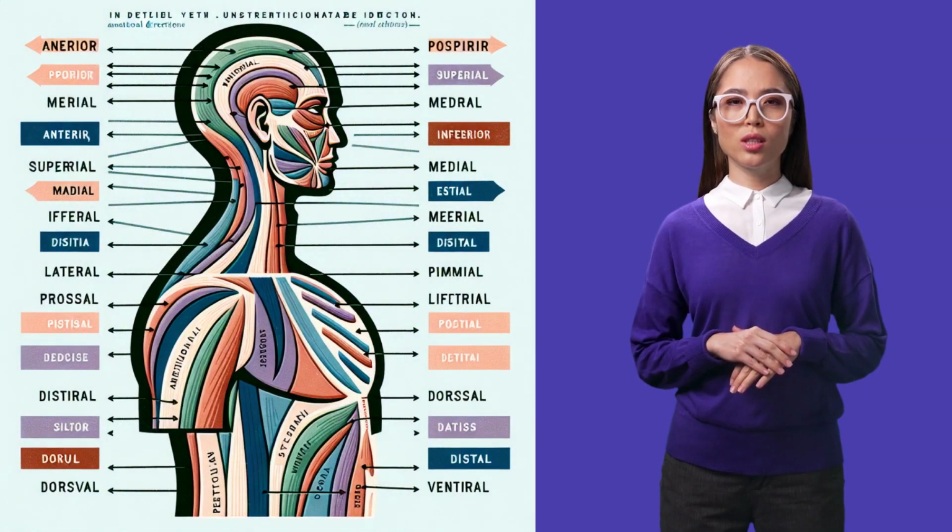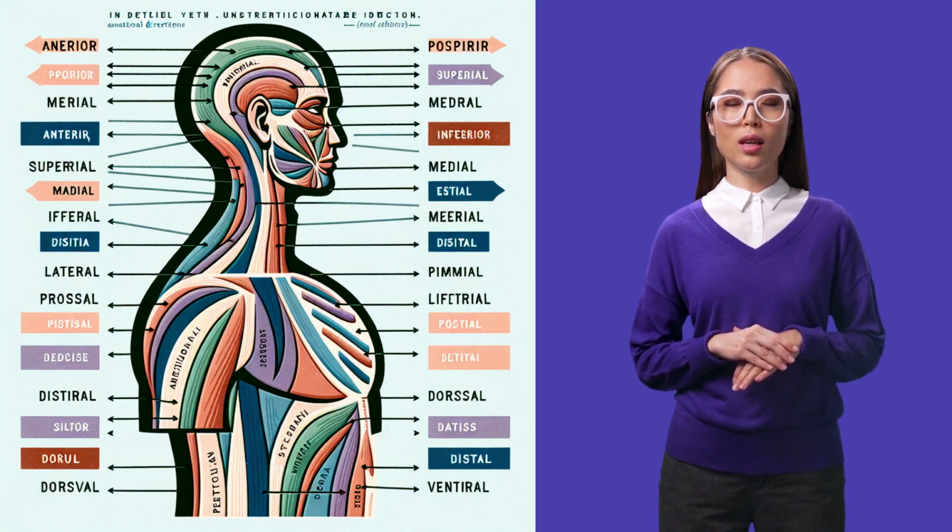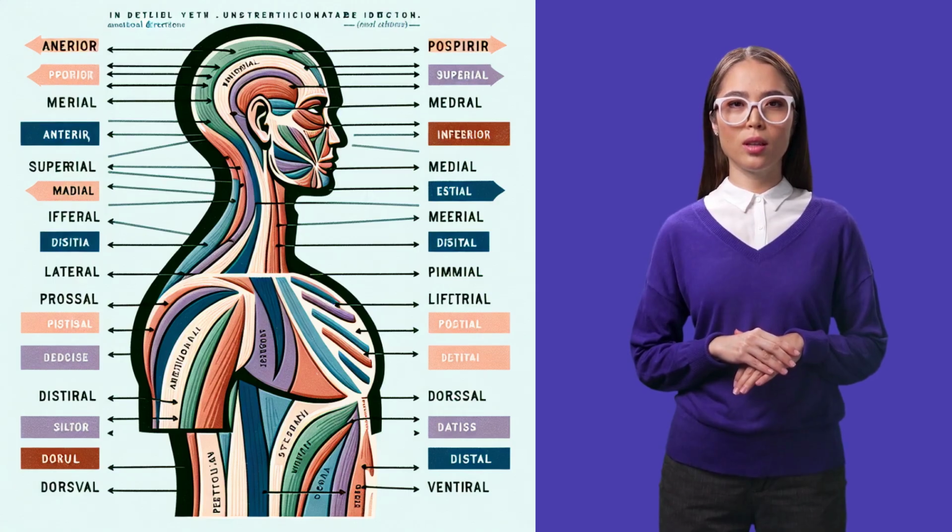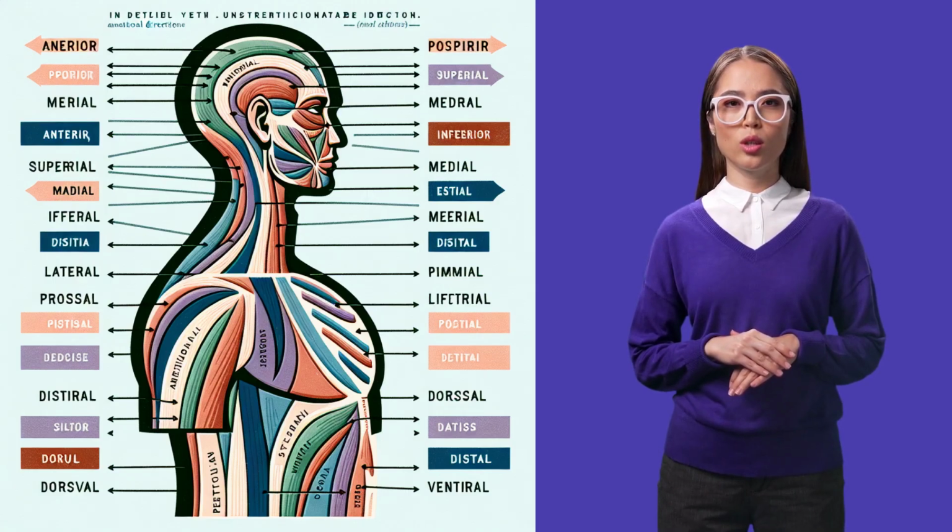To accurately describe the body, we use standardized anatomical terminology. For example, we describe structures relative to one another using terms like superior, meaning above, and inferior, meaning below. We also use terms like medial and lateral to describe positions closer to or farther from the midline. Understanding these terms will help you communicate effectively with colleagues in clinical settings.